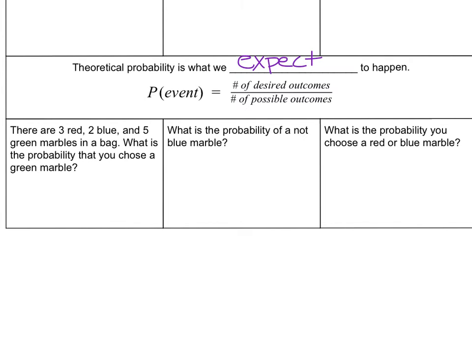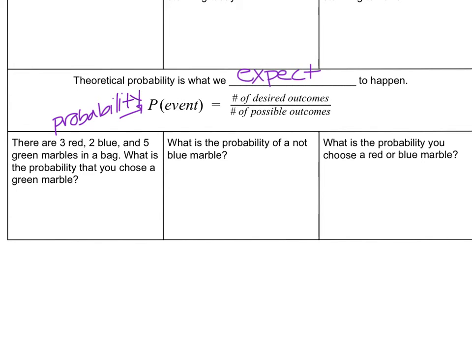Okay, and then the probability, so this means probability, of the event, so whatever we're expecting to happen, is the number of desired outcomes, so the number of times we have the thing we're looking for, divided by the total number of possible things.